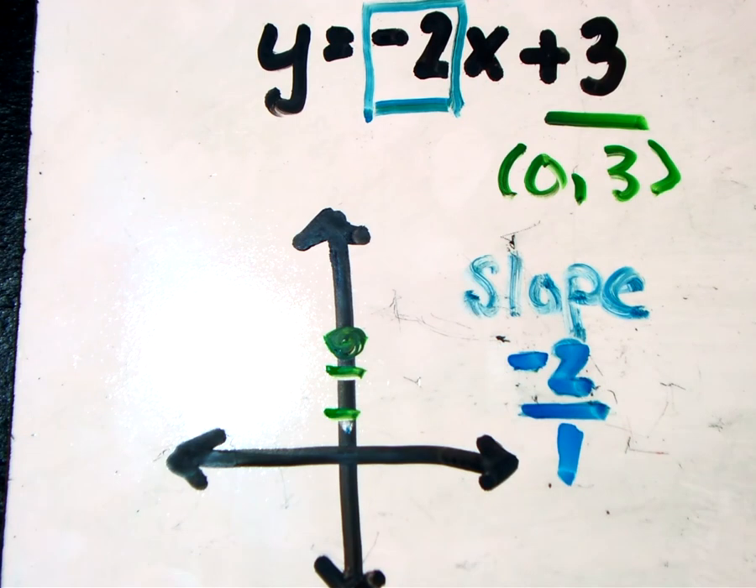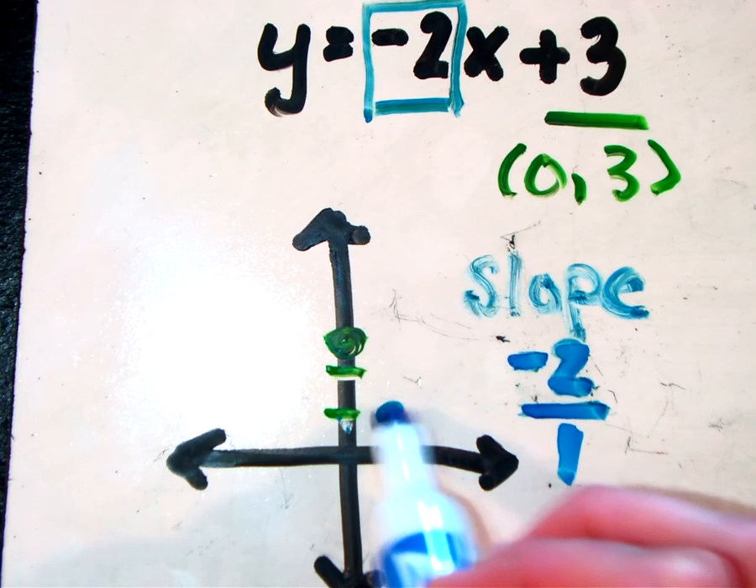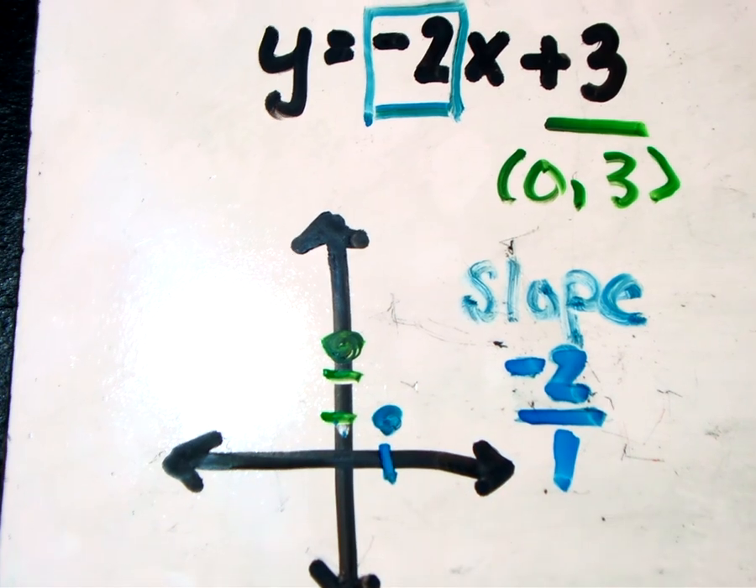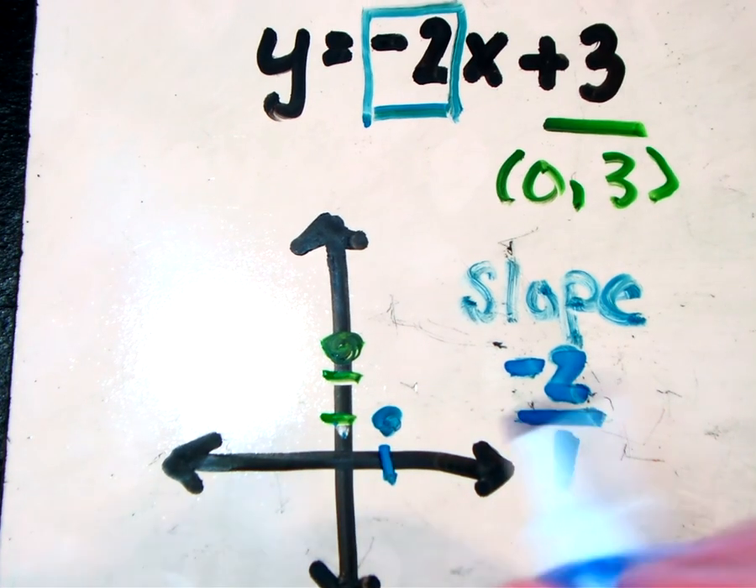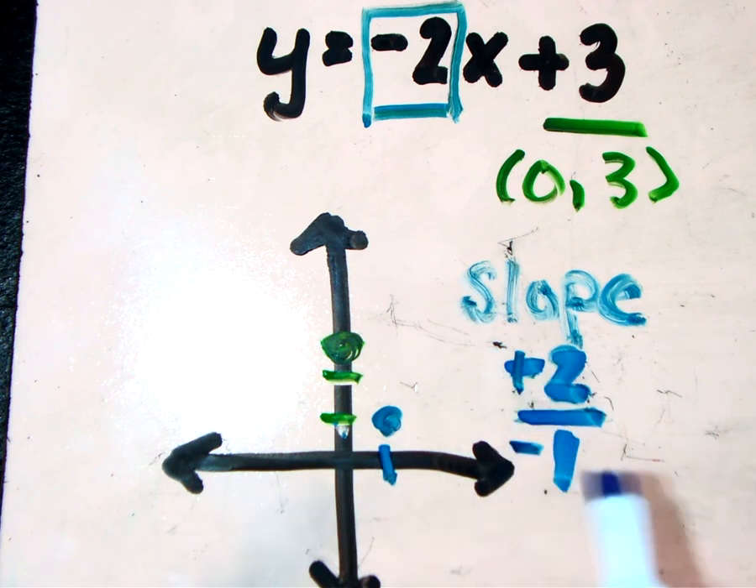So that's down 2 and over 1. When you go down 2, 1, 2, and then count over 1, that's your next dot right there. What if I can't go down 2? Well, you can go up 2. So up would be positive, and then we just have to go left 1.